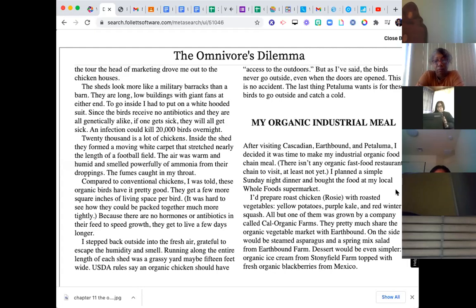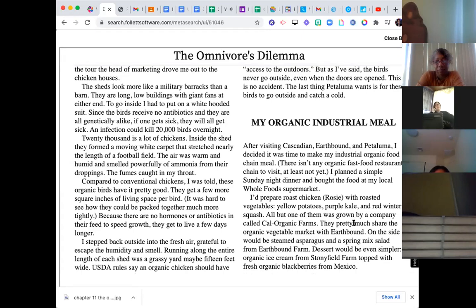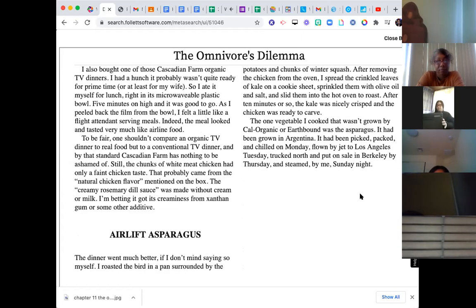On the side would be steamed asparagus and a spring mix salad from Earthbound Farms. Dessert would be even simpler. Organic ice cream from Stonyfield Farm topped with fresh organic blackberries from Mexico. I also bought one of those Cascadian Farm organic TV dinners. I had a hunch it probably wasn't quite ready for prime time, or at least for my wife.